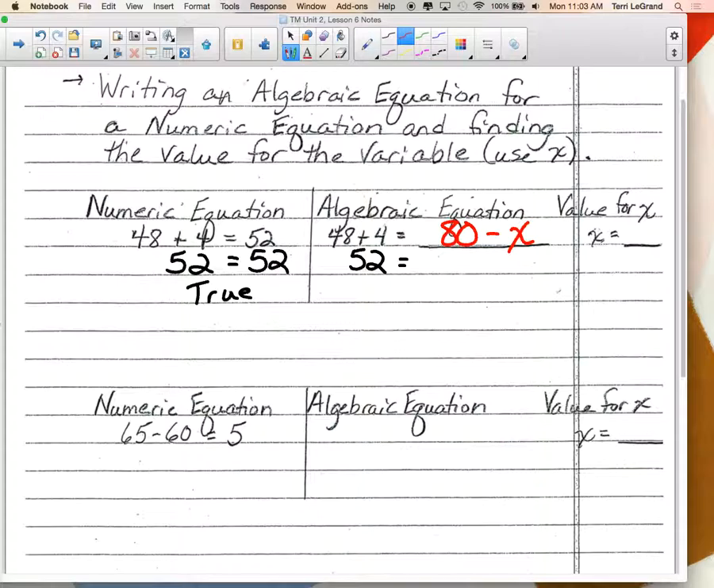So we just created an algebraic equation that is equivalent to the numeric equation, but we now have to figure out what the x value would be that would make it true so that they remain equivalent. So anybody think they know what we could put in there for x? Or can you tell us how we might be able to get it? We can try some things.